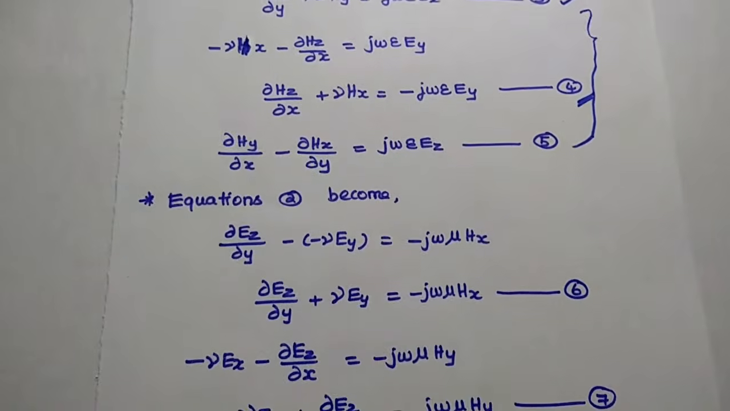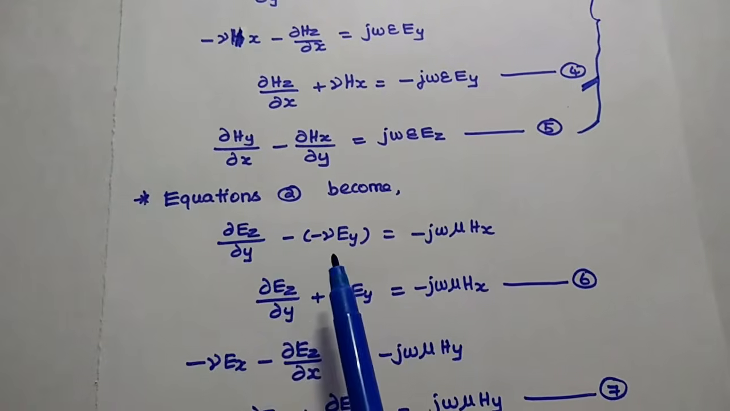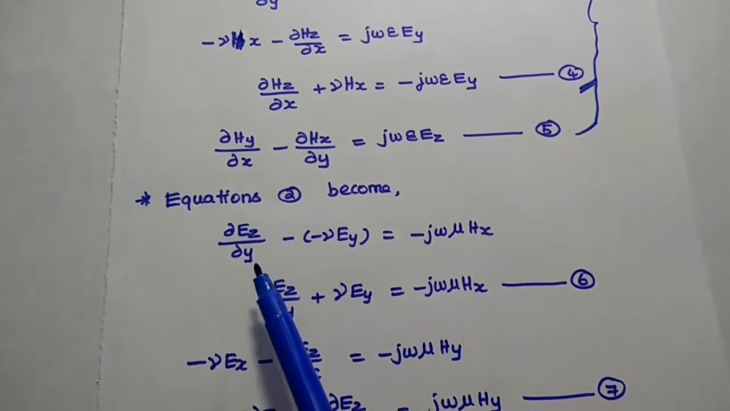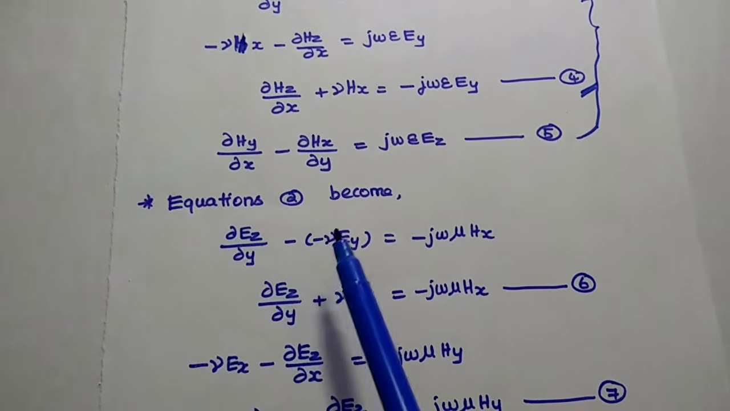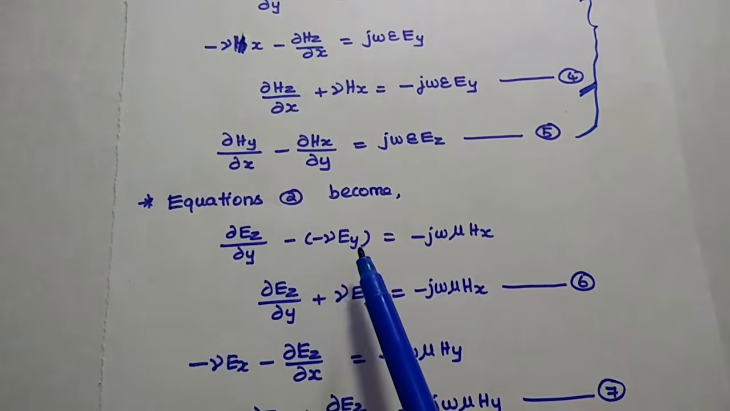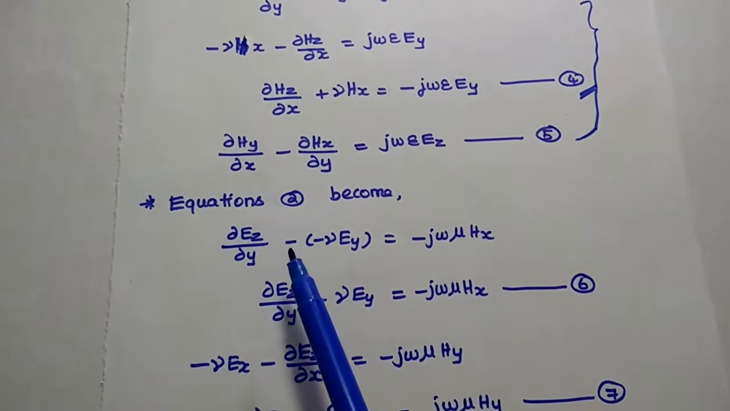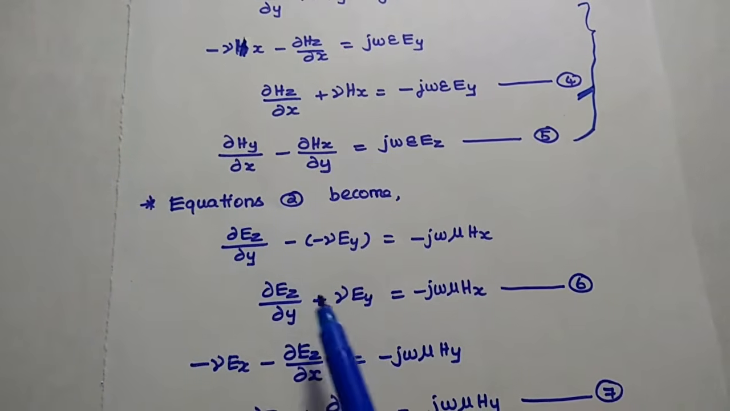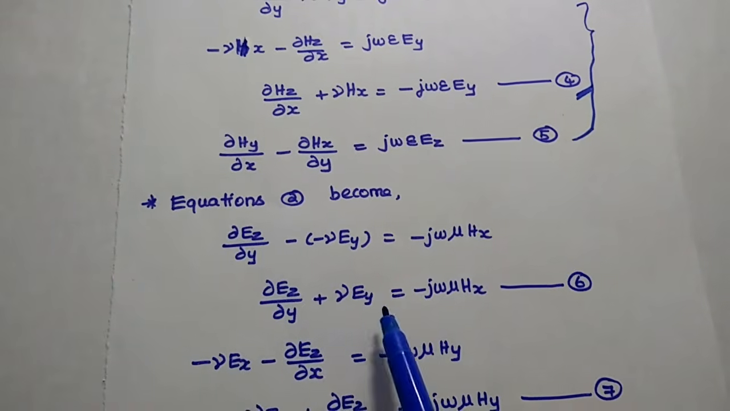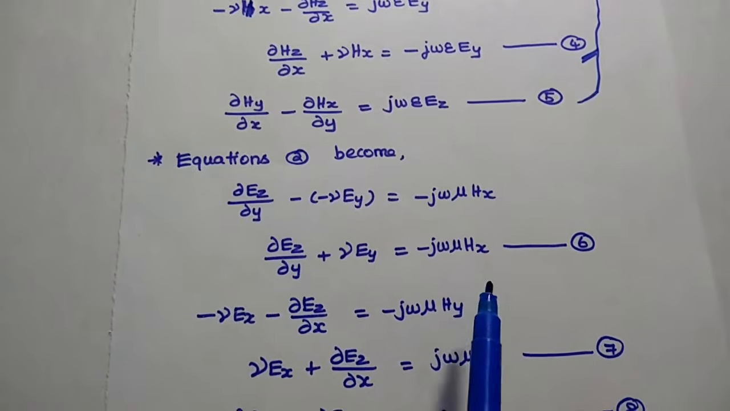So next we have to take the second set of equations. In the second equations, take the first one, ∂Ez/∂y − ∂Ey/∂z, where ∂Ey/∂z is replaced with the value −γ Ey, is equal to −jωμ Hx. Here this term becomes plus. So ∂Ez/∂y + γ Ey = −jωμ Hx. Consider this as the sixth equation.